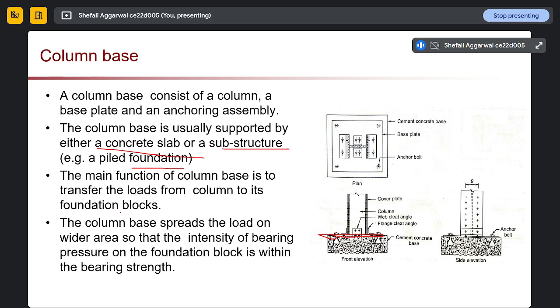So the main function of the column base is to transfer the loads from the column to the foundation. Another advantage of the column base is that it spreads the load over a wider area, so that the intensity of bearing pressure on the foundation block is within the bearing strength. So instead of directly transferring load from column to foundation, we are giving a wider area surface to the foundation, which will help in decreasing the stress in the foundation system.